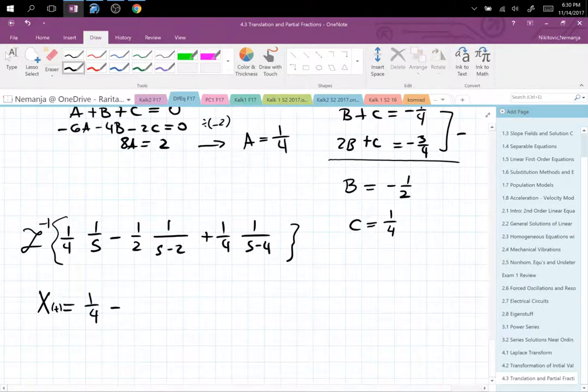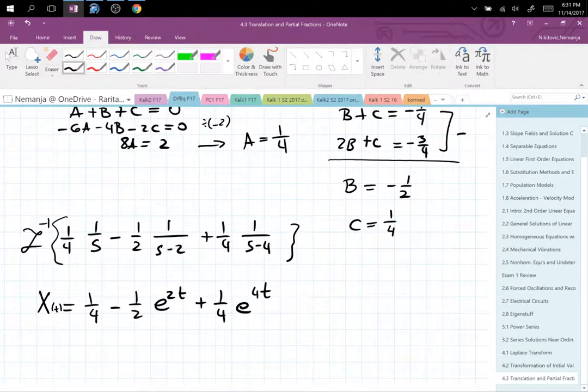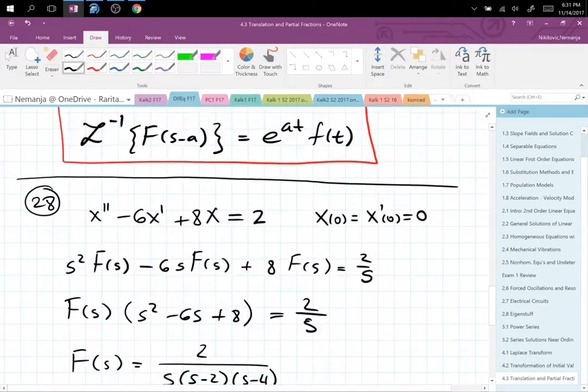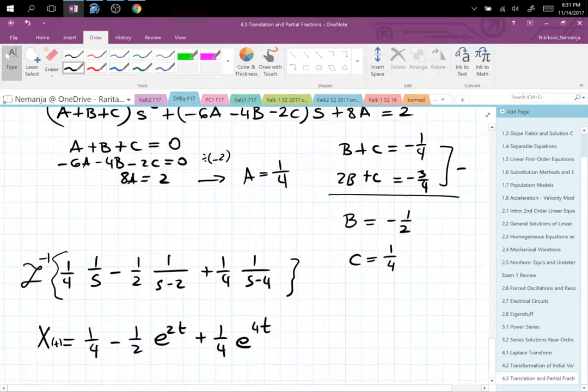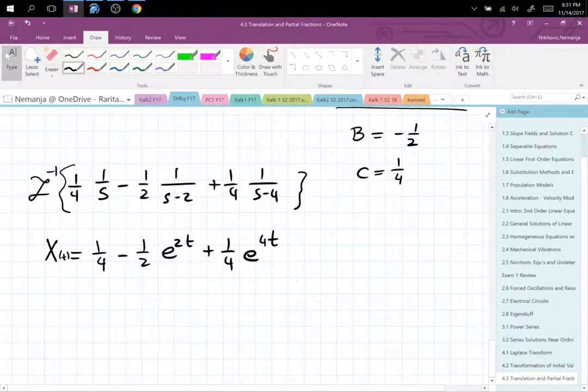Just 1/4 minus 1/2 e to the t plus 1/4 e to the 4t. There's no t. Did I put a t less? You did for the other one. Yeah, it's just 2, because if a is equal to 0, then it would have to be 1. Fixed. There we go. Now you can differentiate this twice, plug in the differential equation, make sure it works, but it will work.